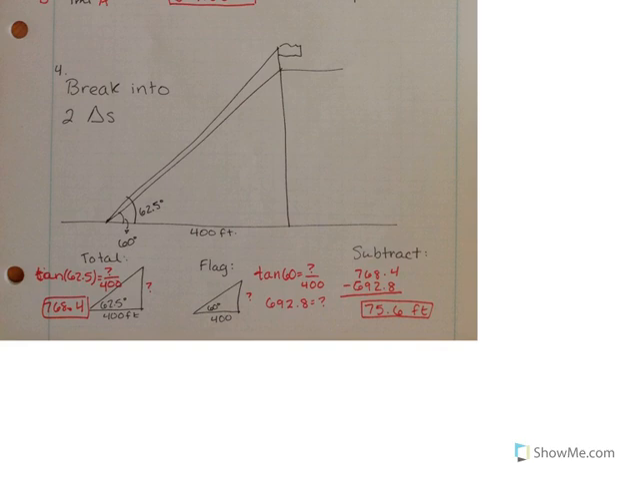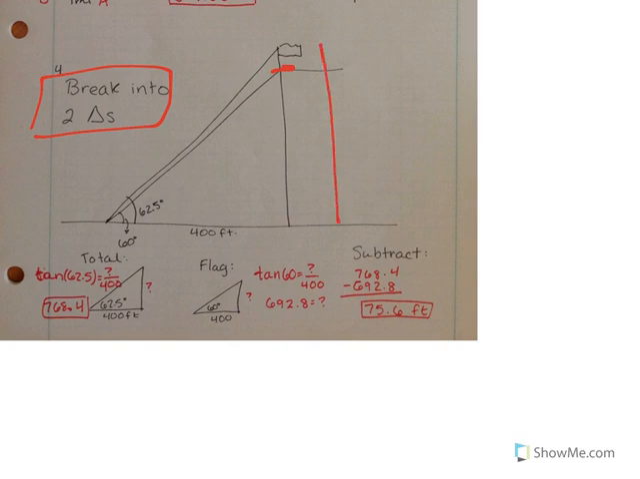So in this next example, number 4, and it's another tricky one. You might not exactly understand what's going on. Again, it's going to be helpful to break into two triangles. It says the angle of elevation to the very top is 62.5. The angle of elevation to just the building is 60 degrees. So I broke that down into two triangles.